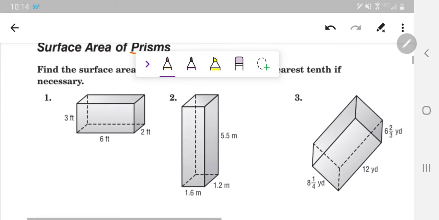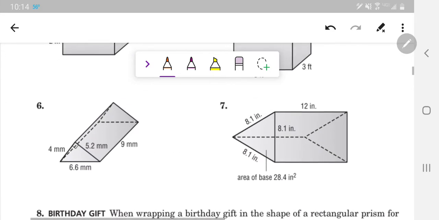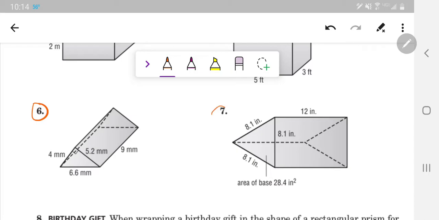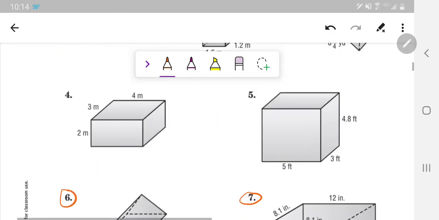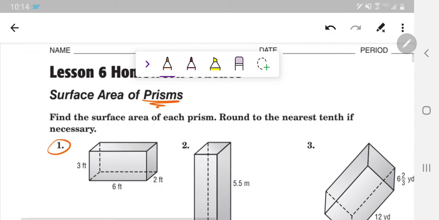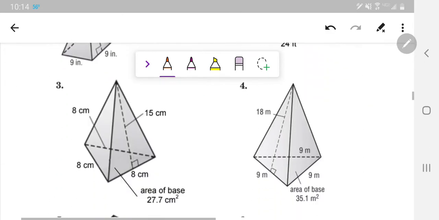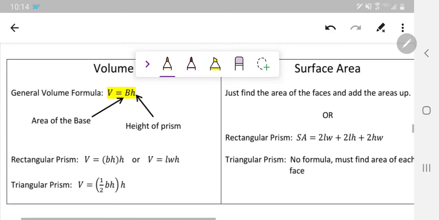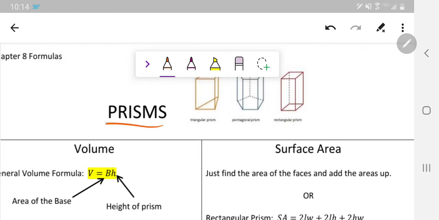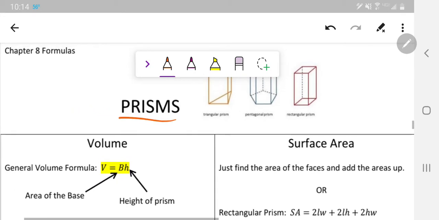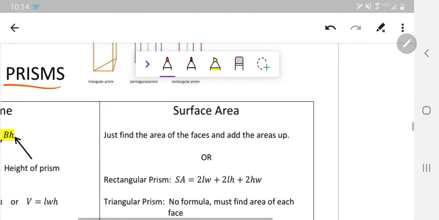All right, we're going to focus on this number one, and then we're going to go down and do both of these because they're a little different, and I think they'll be helpful to go over for the quiz. All right, so that's it. We're doing prisms, so we need to run down here to our reference sheet, which is attached to Google Classroom for you guys, and look for the shape, prisms, and volume or surface area. We're doing surface area. Boom.